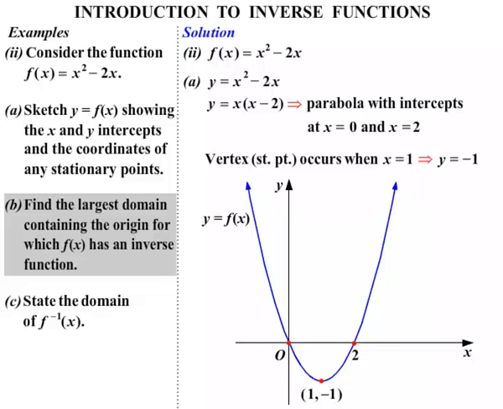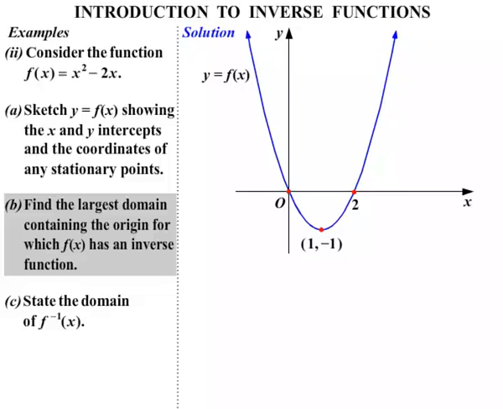Now part B, we need to find the largest domain containing the origin for which f of x has an inverse function. Alright, let's just move some things around a bit so we've got a bit more room. Now if I draw a horizontal line as such, you can see that it is cutting the parabola in two spots. Now for the function to have an inverse function, it can only have a horizontal line cutting it in one spot only. So we draw another line there, again cuts it twice, so no good. Keep on moving down, you can see it's going to cut it twice all the time. So we'll need to restrict the domain. All of those horizontal lines cutting it twice.